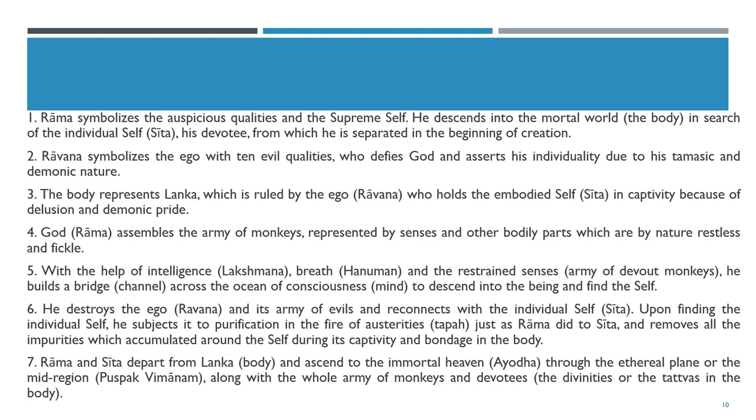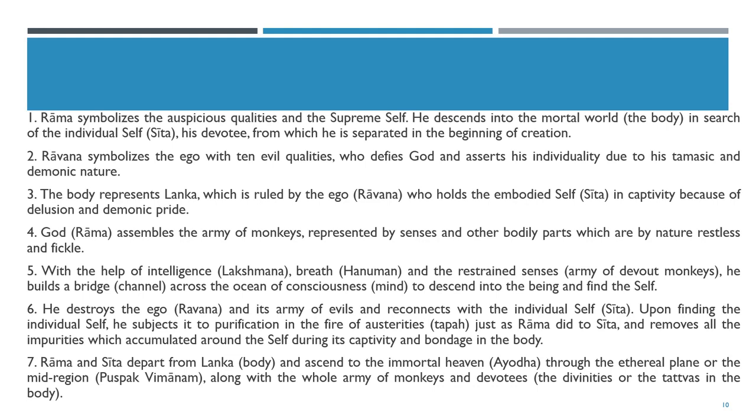So God Rama assembles the army of monkeys, represented by the senses and other bodily parts, which are by nature restless and fickle. With the help of intelligence, Lakshmana, and breath, Hanuman. As I have told you, Hanuman, I have discovered, is one of the types of air. So Vayuputra and all those. There are many such things still to go through and discover deeply.